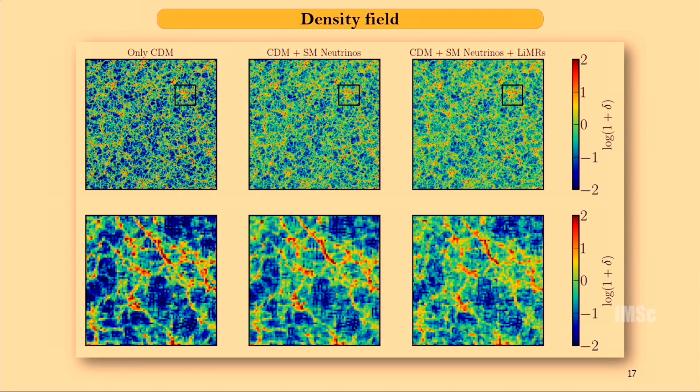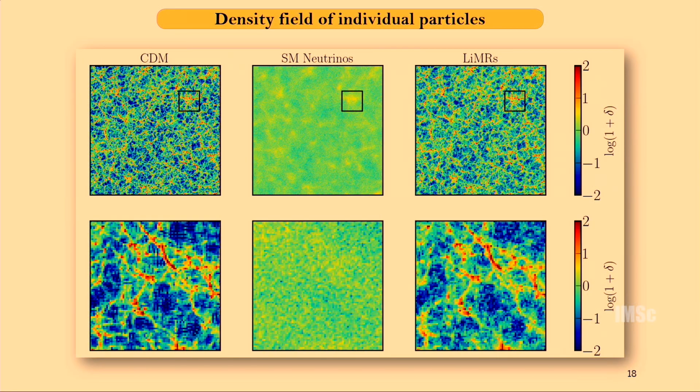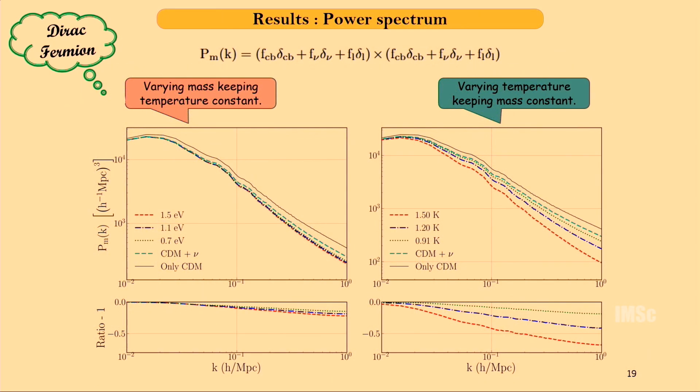So this is the only CDM case, this is 2 fluid CDM plus standard model neutrinos, and this is a 3 fluid case, and this box has been zoomed in on the lower panel. One can see that as you include standard model neutrinos and LiMRs further, the structure is washed out. Now if you look at the individual clustering of these particles, CDM clusters the most, of course. Neutrinos have very little clustering, and LiMRs have clustering much more than neutrinos, but still less than the CDM, which is expected.